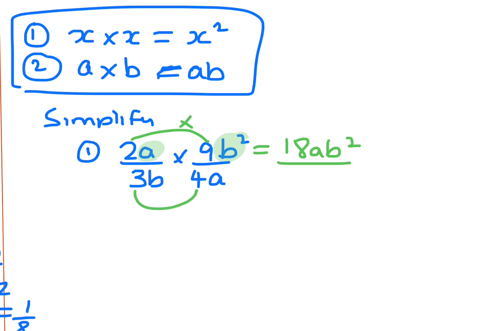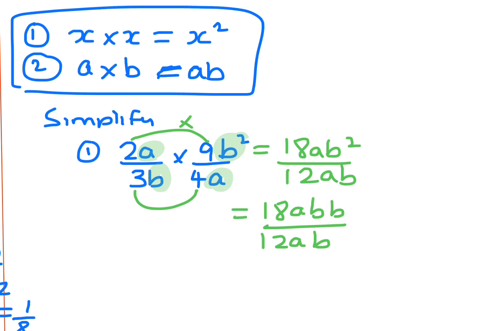On the bottom, 3 times 4 is 12. And then you have a b times an a, and you will end up with ab. Now, when you're simplifying that, the b squared means b times b. There's 2 b's there on 12ab. So when you go to simplify it, 1a will cancel with 1a, 1b with 1b. And 18 on 12, you could just put in your calculator and simplify it.